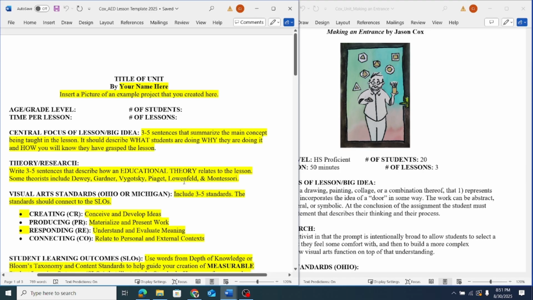Theory and research. Write 3 to 5 sentences that describe how an educational theory relates to the lesson. Some theorists include Dewey, Gardner, Vygotsky, Piaget, Lowenfeld, and Montessori. I did put up a short description of a whole bunch of theorists online. You are welcome to look at them. But it's really only the most basic introduction to those people. I do suggest looking a little bit further into them in order to make sure that you're representing their theory correctly. You don't have to go too into detail with this right now.